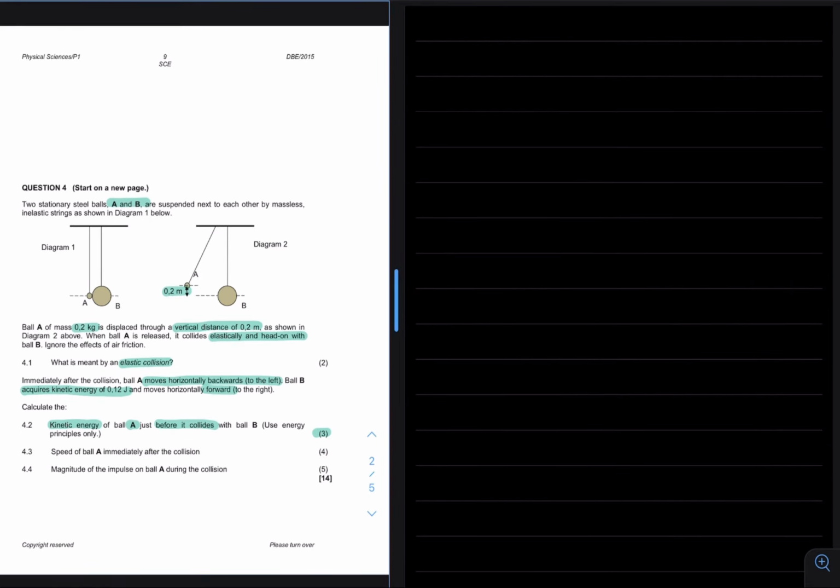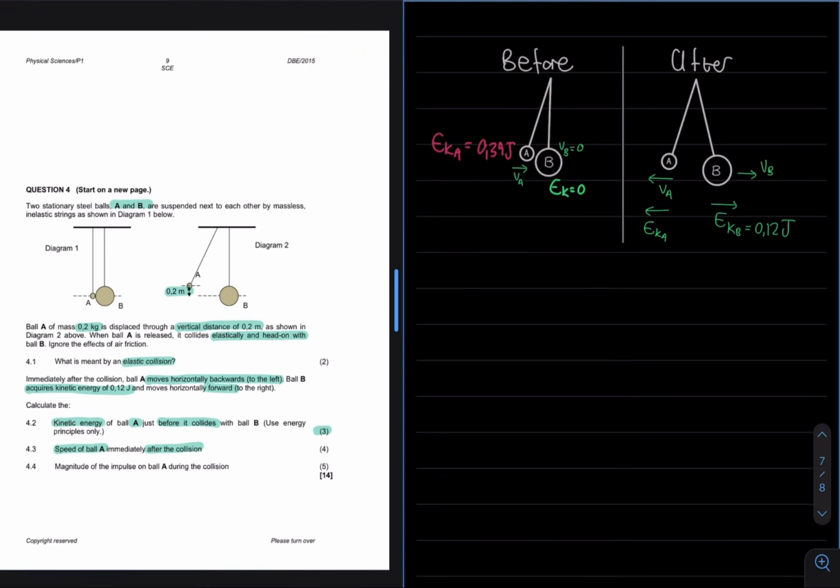4.3 asks to calculate the speed of ball A immediately after the collision. So 4.3 asks us to calculate the speed of ball A as it moves backwards. What we have is the kinetic energy of ball A as well as the kinetic energy of ball B as it moves to the right.